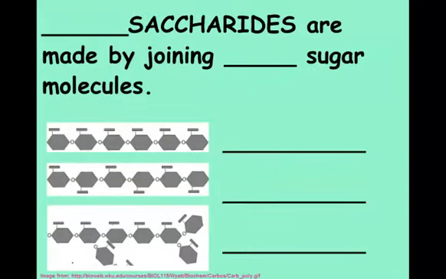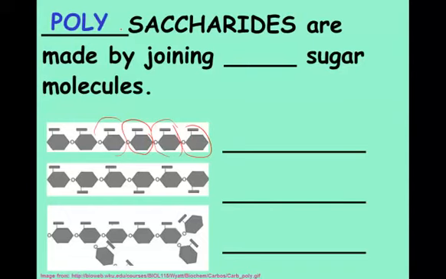I can take even more sugar molecules and hook them together. Remember when we talked about taking monomers and making polymers? This would be a good example of a polymer. Each of these little hexagons is a sugar molecule. And I can take those little monomer subunits and make a polymer, or in this case, since we're joining sugar molecules, I'm making what we call a polysaccharide.